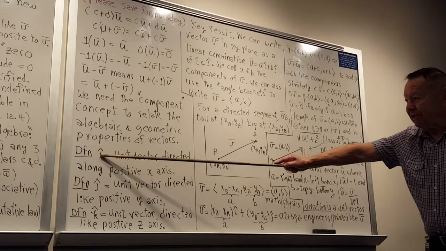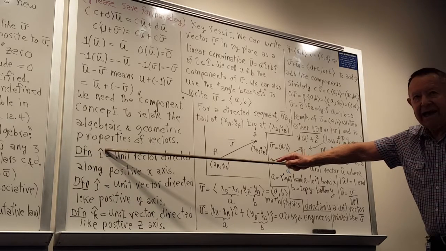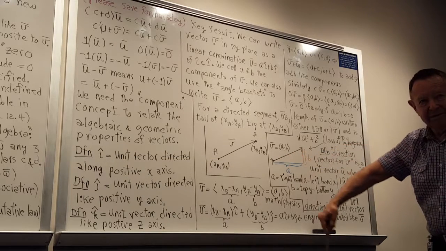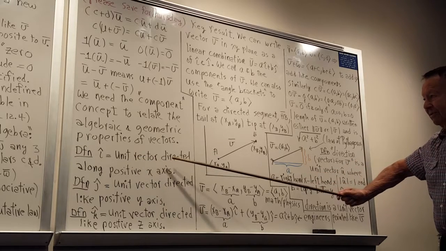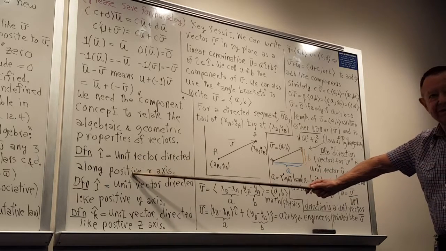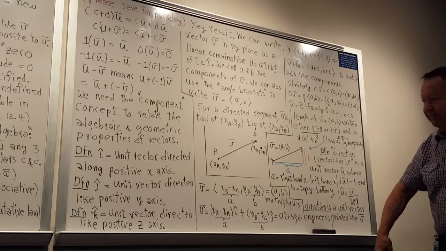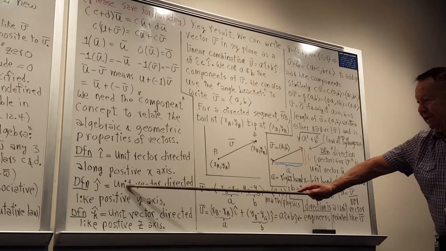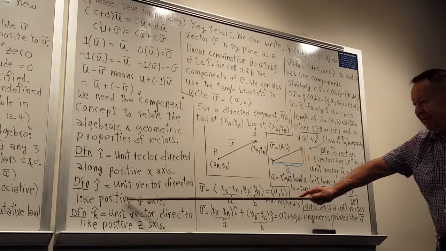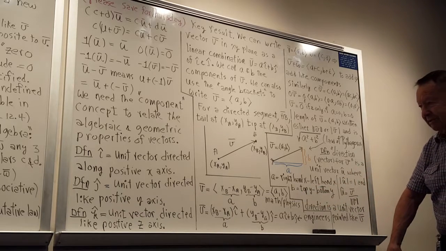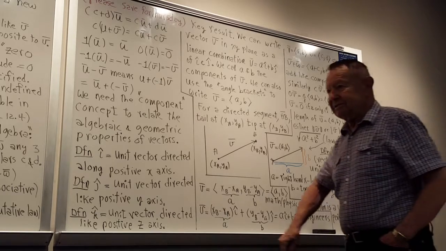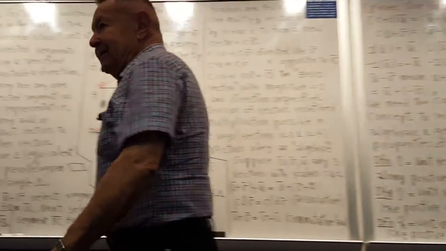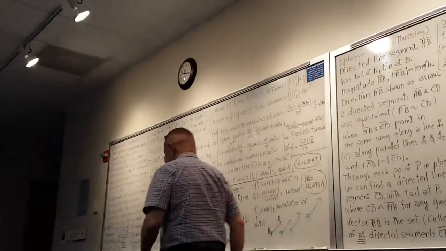This can be boldface type, or you can put a little hat on it. The little hat means that it's length 1, a unit vector. And it's the unit vector directed along the positive x-axis, as a lot of you probably know. And j is the unit vector directed like the positive y-axis, and k like the positive z-axis. So what's the z-axis idea, which goes back to section 12.1.